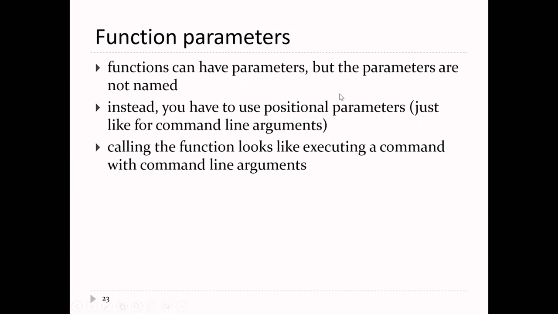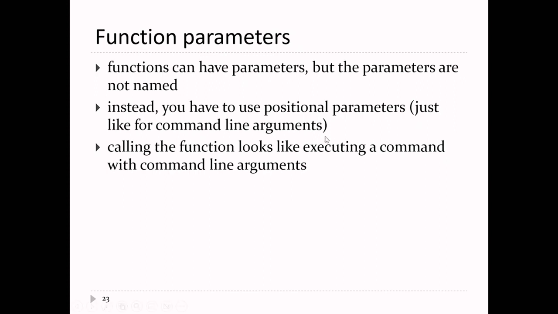All right, now what about parameters and return values? Because functions are most useful when they actually can take in parameters. So the functions do have parameters, but they're not explicitly named. And so instead, what you do is you use the positional parameters, just like you would use for command line arguments. So $1, that's the first argument that was passed to the function. $2 was the second argument passed to the function. $3 is the third argument passed to the function, and so on.